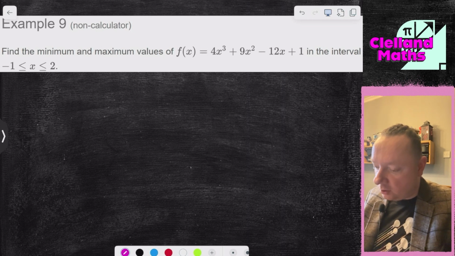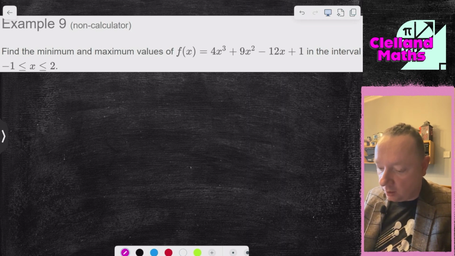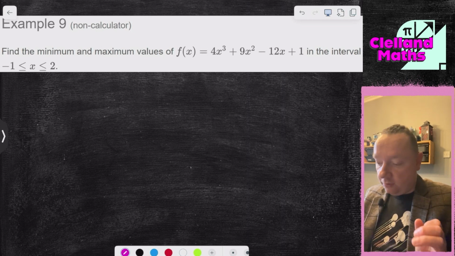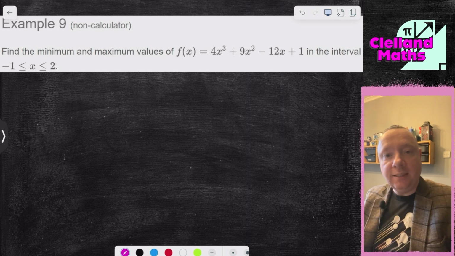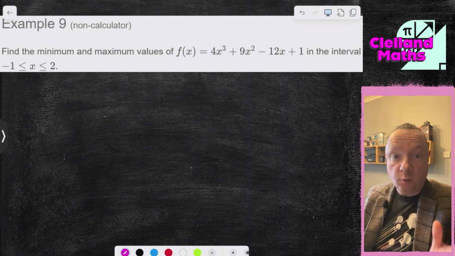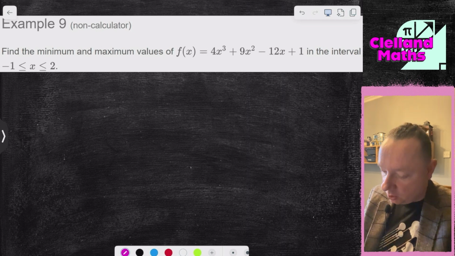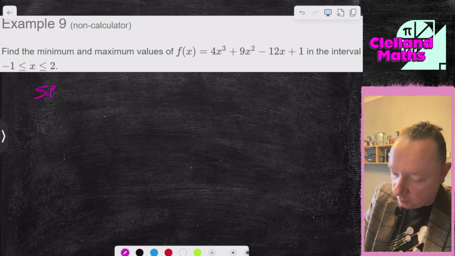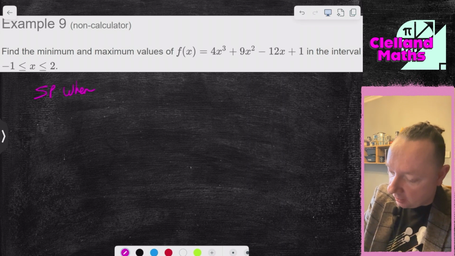Okay, example 9. Find the minimum and maximum values in the interval between -1 and 2. So it's possible, if we have to find the minimum and maximum in between 2 places, the minimum and maximum could occur in between those 2 places, or the endpoints could be. So we need to check all of them. So we need to check our stationary points. First of all, stationary points when f dash x equals 0.